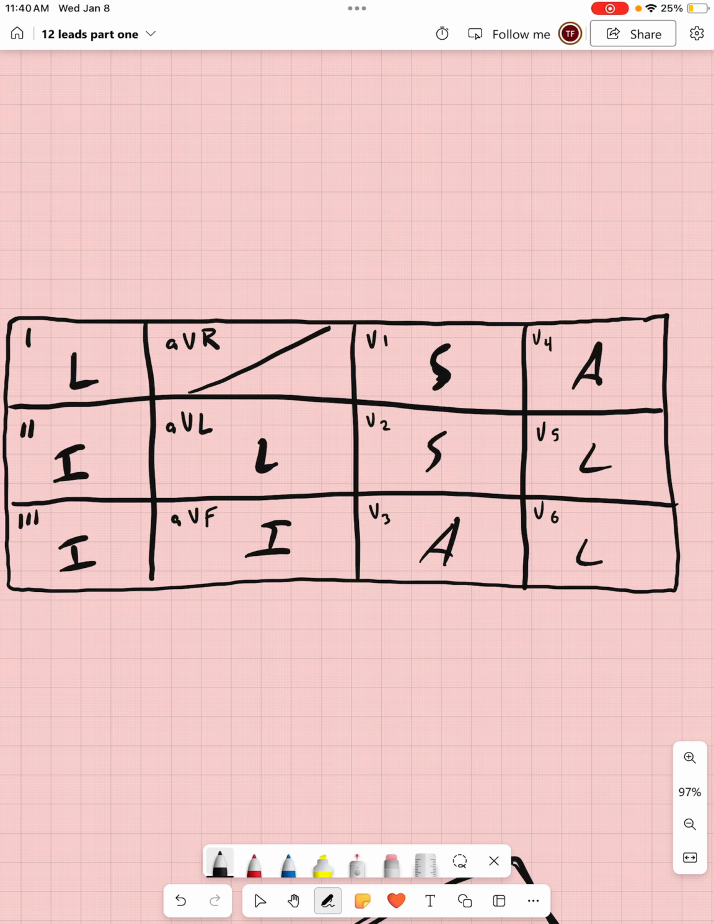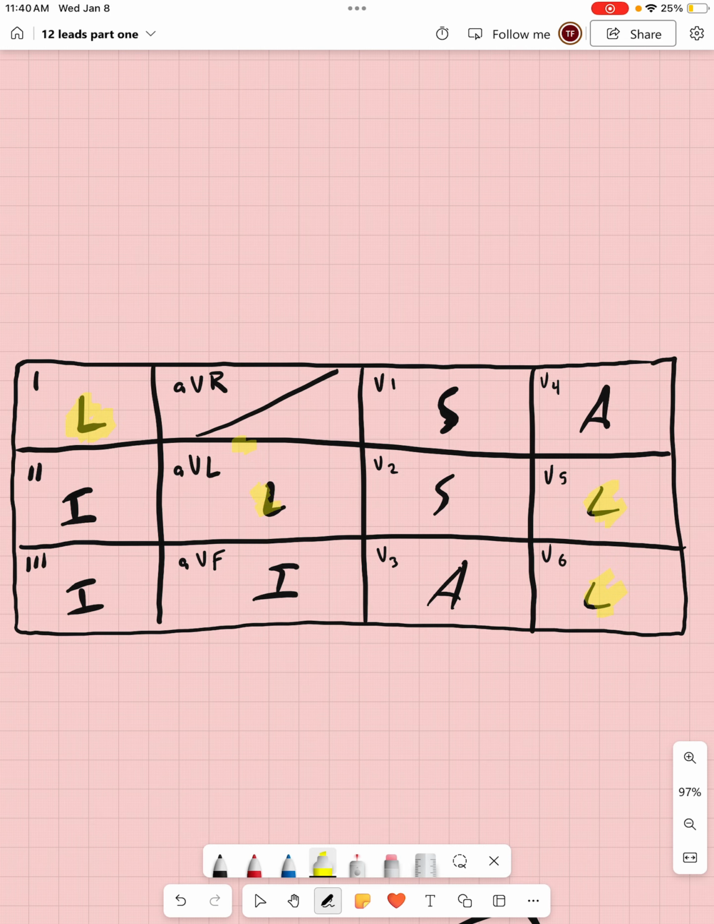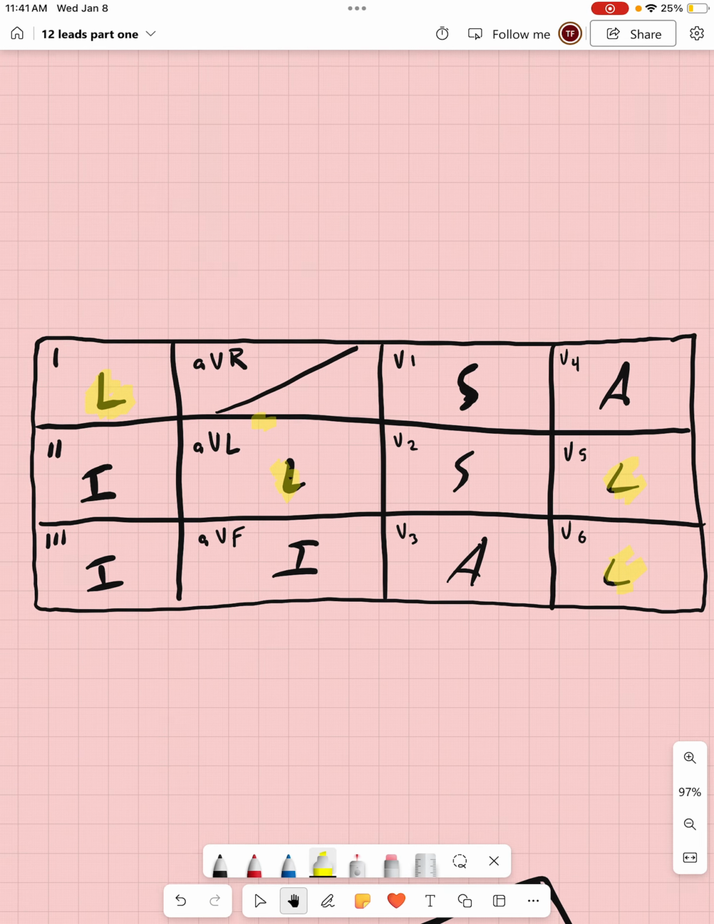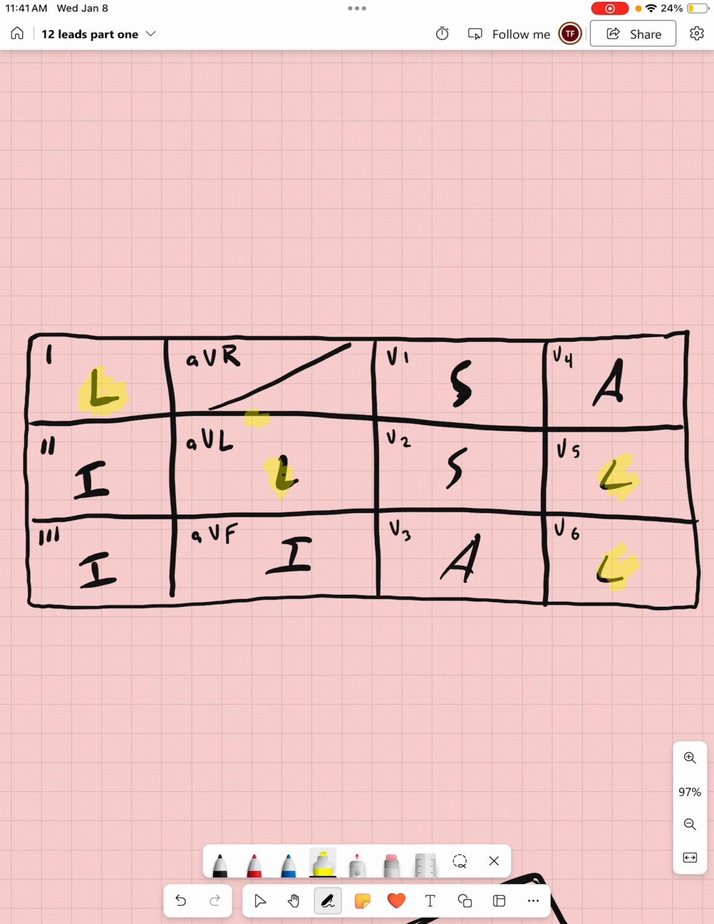V6, lateral. So, in theory, if I am seeing an abnormality in V5, V6, and V1, that tells me that something is wrong in the lateral portion of this patient's heart. Could also say AVL. Sorry, forgot about AVL. Likewise, if I see abnormal activity in lead 2, lead 3, or lead AVF, that tells me that on the inferior portion of the heart, something is wrong.